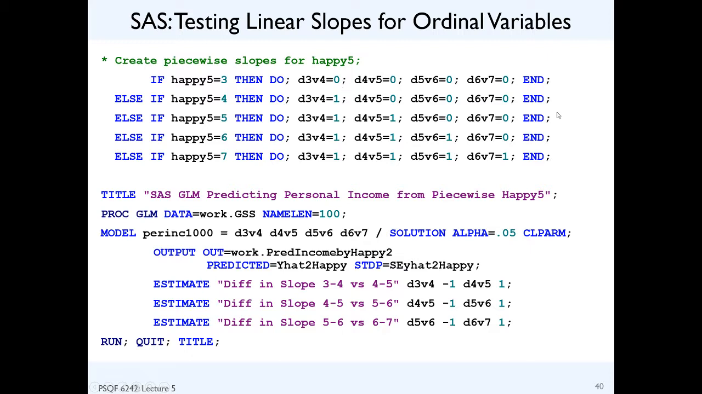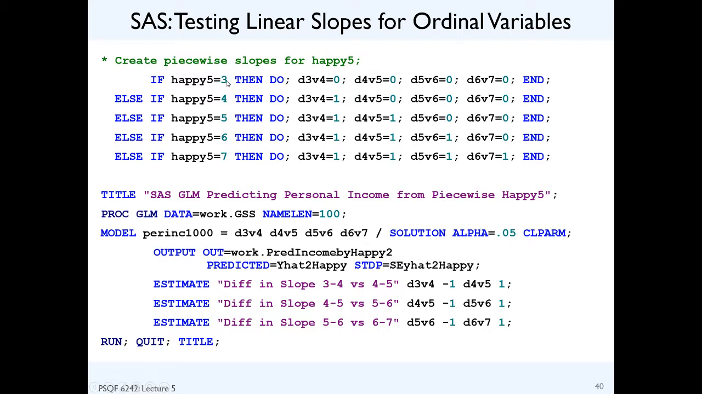It's easiest to understand what's happening, I think, when you look at the SAS code and look at what happens with the coefficients. So happy 5 is the original variable, 5 category happy. It starts at 3 as the lowest one. I have deemed that my intercept. So all of my contrasts zero out.